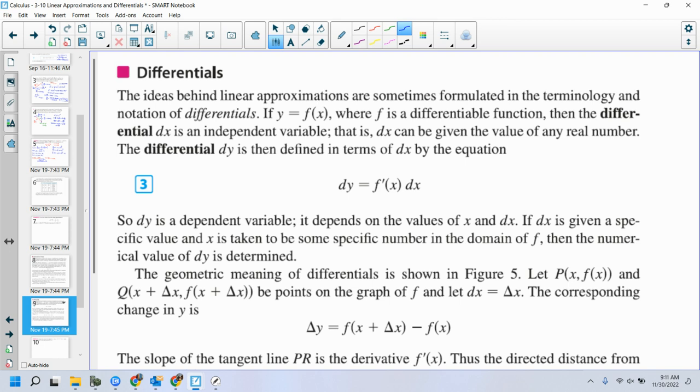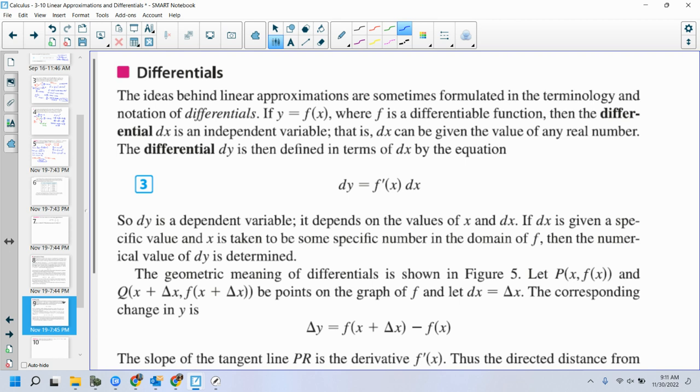If y is equal to f of x, where f is a differentiable function, then the differential dx, that's kind of where Leibniz got his notation. dx is an independent variable, that is, dx can be given the value of any real number. The differential dy is then defined as dy equals f prime of x dx. Now, where did that come from? Why is dy equivalent to f prime dx?